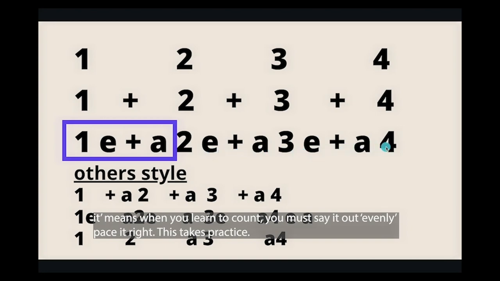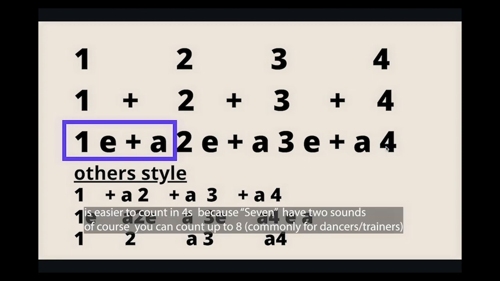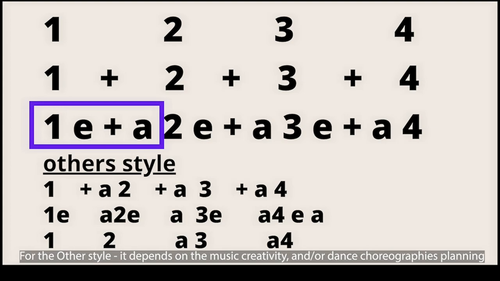So the music could be boom, boom, boom, boom, boom, boom, boom, boom. And it's easier to count in fours. You can count up to 8, of course, but because 7 has 2 sounds, it is easier to count in 4.